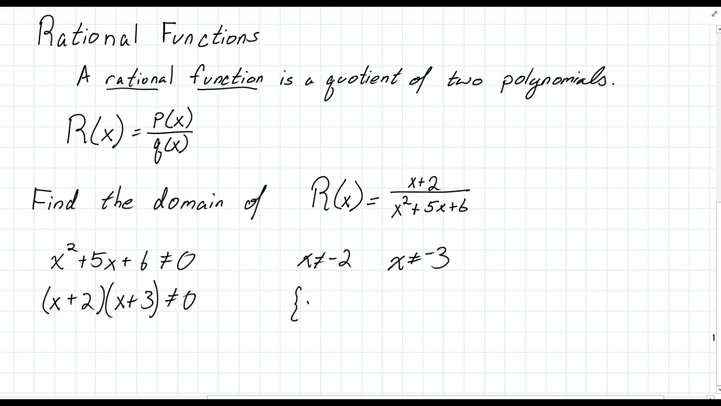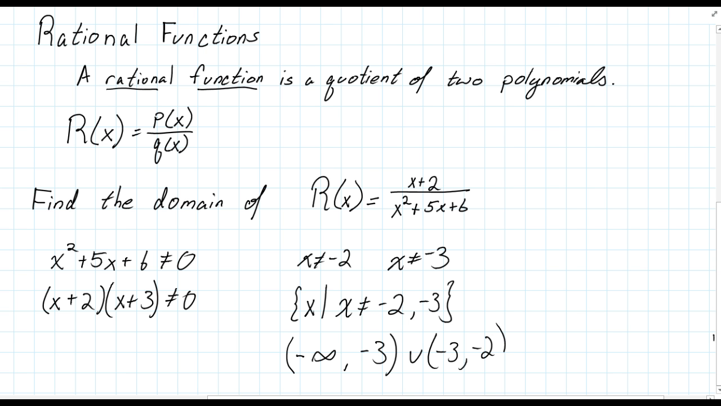So in set notation, we can write this as the set of all x such that x is not equal to negative 2 or negative 3. Or in interval notation, we get negative infinity to negative 3, open, union negative 3 to negative 2, open, union negative 2 to infinity, open. And it's important to make sure that these numbers are in order.